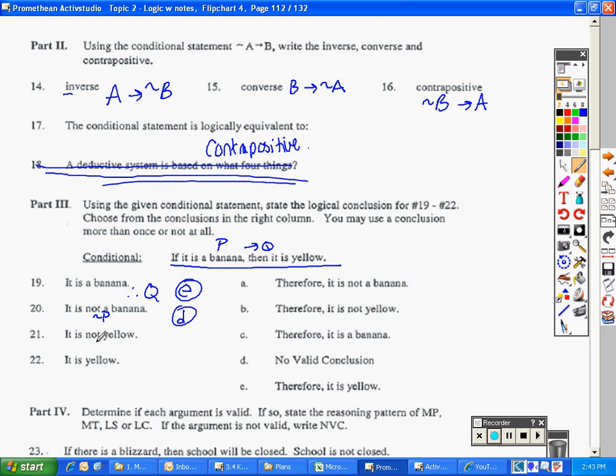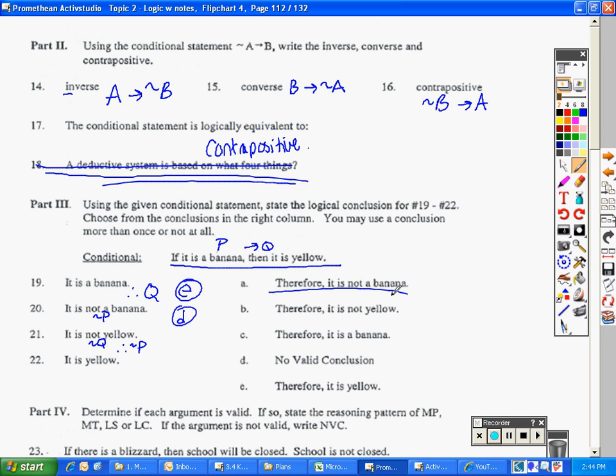All right, next one. It is not yellow. That is the opposite of what Q was telling. So if I take my not Q and this statement, P arrow Q, we are given the opposite of the conclusion, which allows you to conclude the opposite of the hypothesis. That's your modus tollens at work right there. And so the opposite of P would have been, it is not a banana.